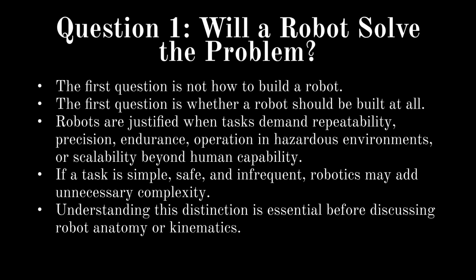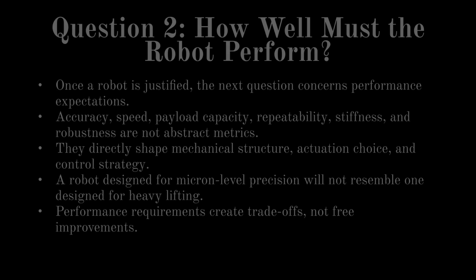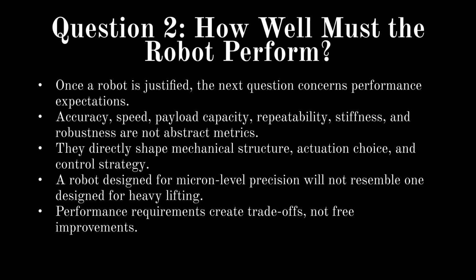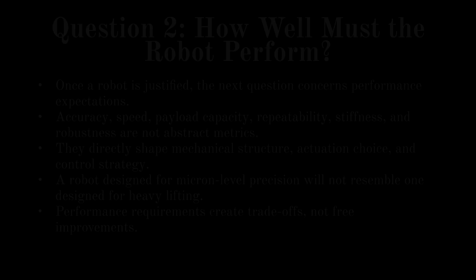Question 1. Will a robot solve the problem? Robots are justified when tasks demand repeatability, precision, endurance, or operation in hazardous environments. If a task is simple and infrequent, robotics might add unnecessary complexity. Question 2. How well must the robot perform? Performance metrics like accuracy, speed, and stiffness directly shape the mechanical structure and control strategy. High performance creates trade-offs, not free improvements.